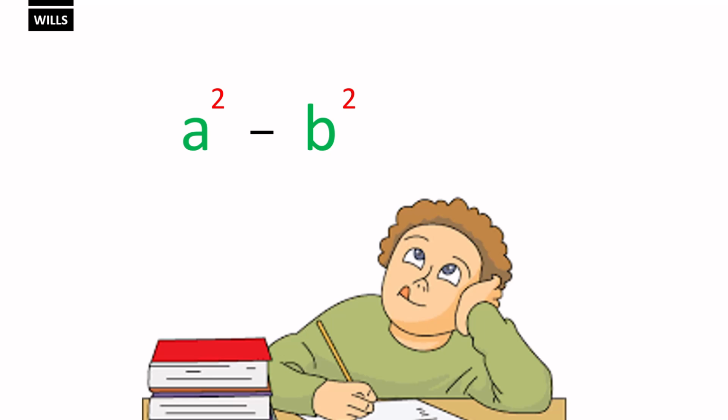So let's say you are given a squared minus b squared to handle. How do you deal with it? Let's employ the concept of area to explore how we can handle a squared minus b squared.